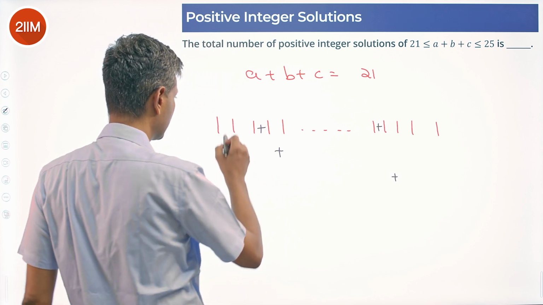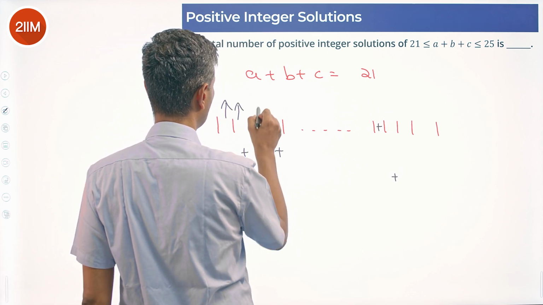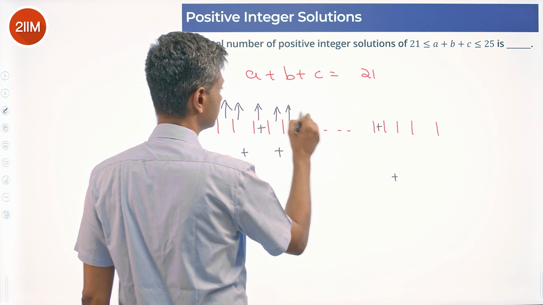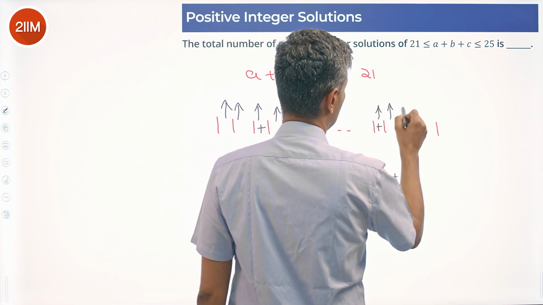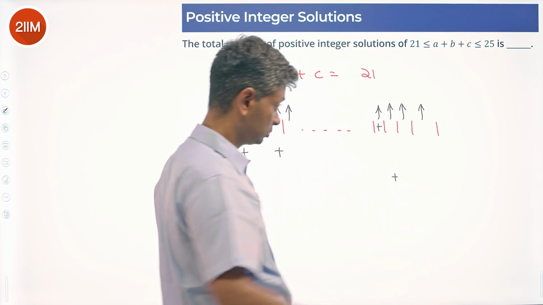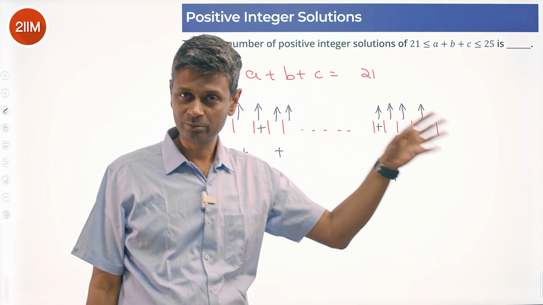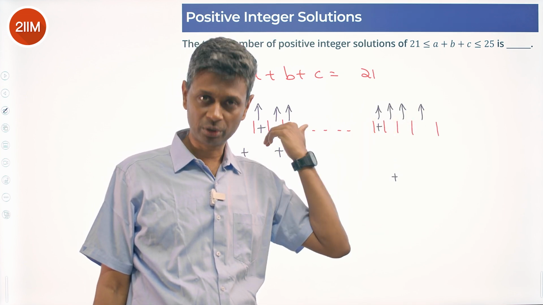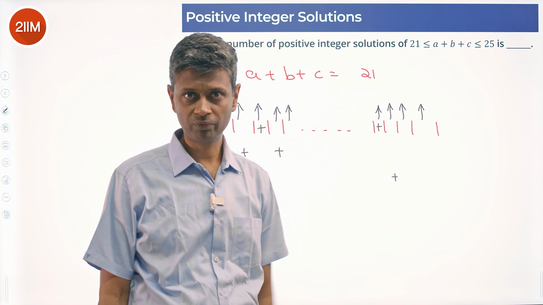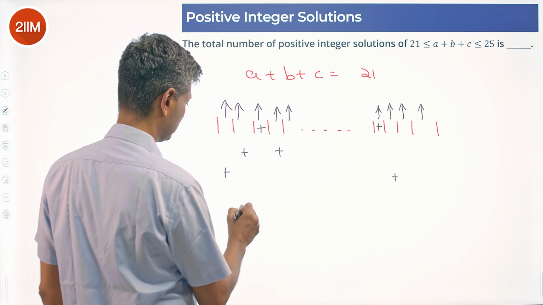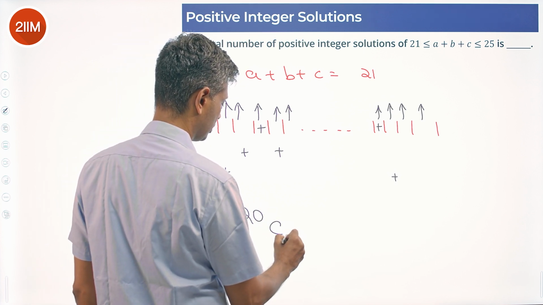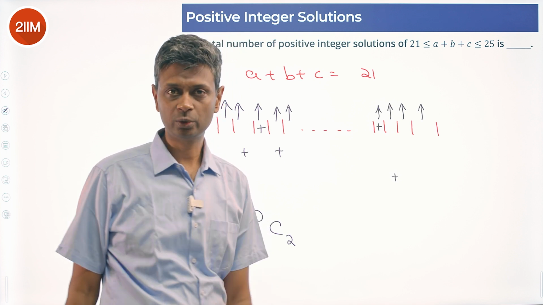How many such slots are there? Between any 2 consecutive ones, there is a slot. There are 21 ones here, so there are 20 such slots. Obviously, I can't put right at the beginning, I cannot put right at the end, because if I do that, then one of the numbers becomes 0. I want all 3 to be positive. In how many ways can this be done? 20 slots, select 2 of them, 20 C2.